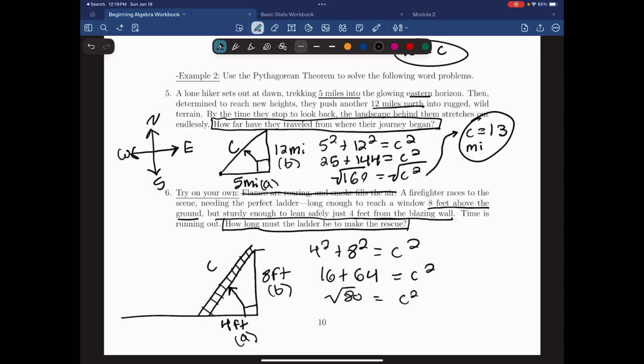Now to solve for c, square root both sides, and we get c equals the square root of 80. Now that's not a number that we might be familiar with, so if we plug this in our calculator and get a decimal approximation, we get approximately 8.9 feet. Or you could also round up and just say 9 feet as well. And there you are.